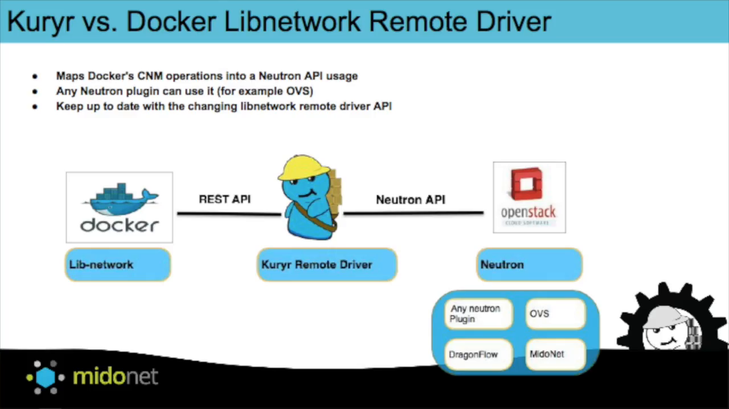Okay. So as I said, the way it works is basically use a remote driver in Libnetwork that translates all the calls you're doing when you're using Docker Network, translates these calls to the Neutron API. So far, we are supporting Dragonflow, MidoNet, OVS, and in theory, every Neutron plugin that's working with Neutron and is providing a binding script can work with Kuryr. There's nothing that prevents any solution from working.